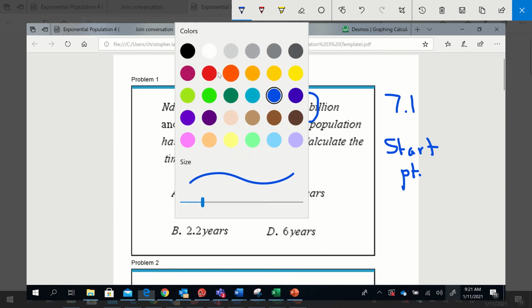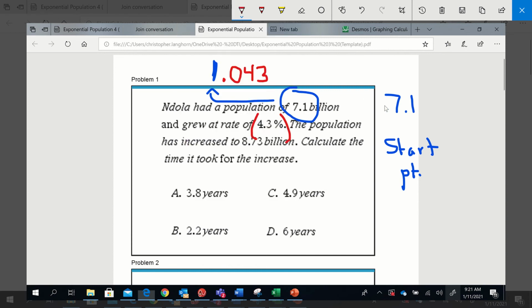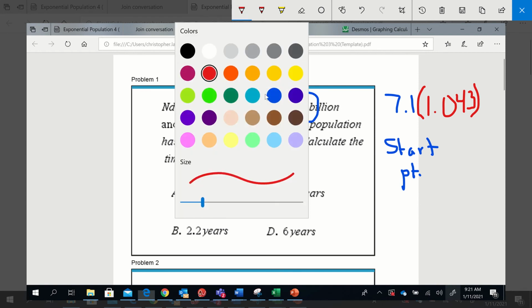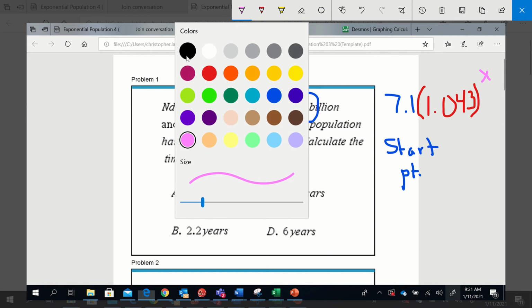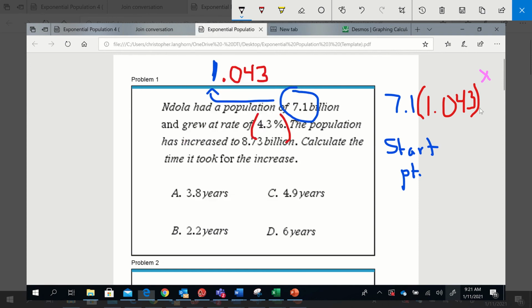So when I set it up, instead of just putting the 0.043, I have to put the 1 in to signify this 7.1 billion, and then 0.043. It's taken to a power that we don't know, because this is our time, so it's going to be x, and all of that is going to be equal to our 8.73.